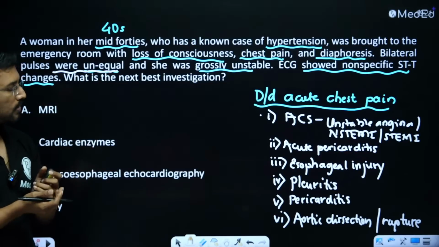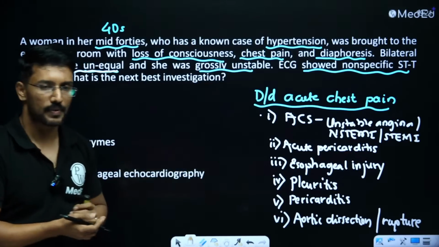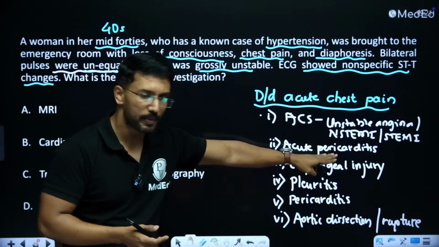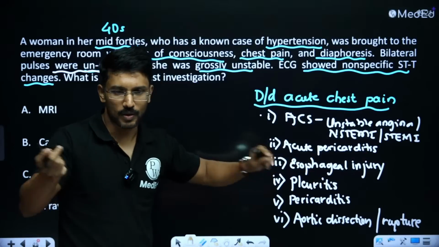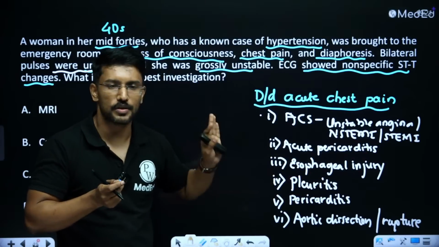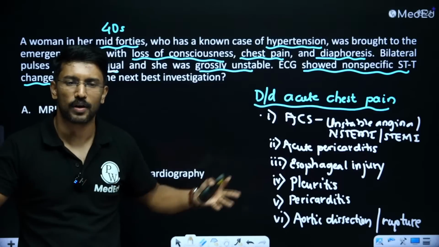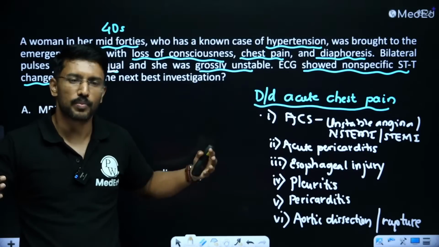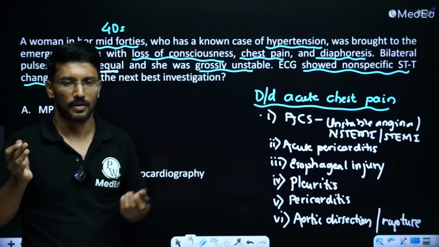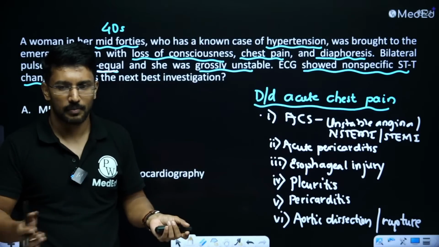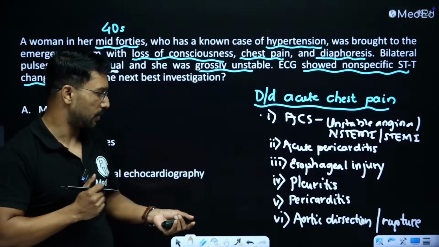What does it point towards among the lists I have mentioned? Can I have unequal pulses in acute pericarditis? No, right? Can I have unequal pulses, one side more, one side less, in case of esophageal injury? No. If I have, let us say, Boerhaave syndrome, my esophagus is completely ruptured, I am bleeding, I may get into hypotension. So my pulse may become feeble, but I will not have bilaterally unequal pulse.